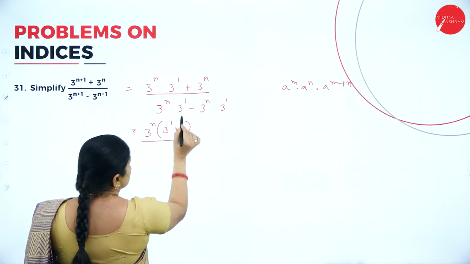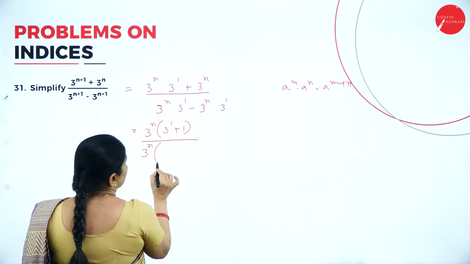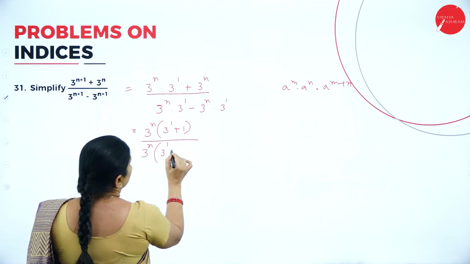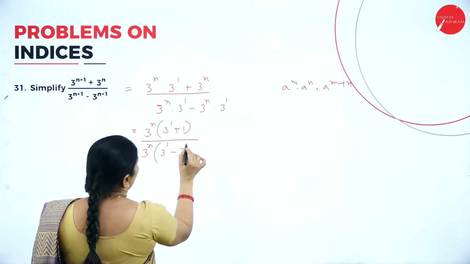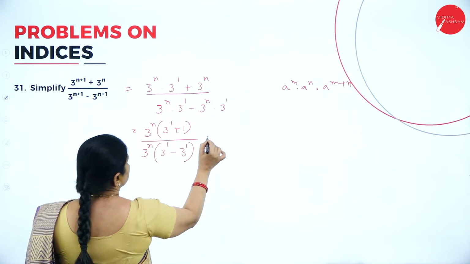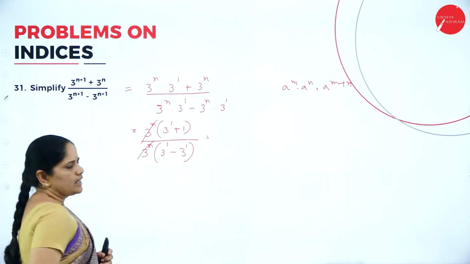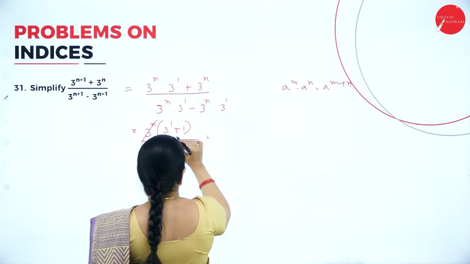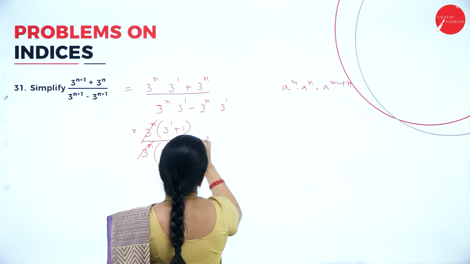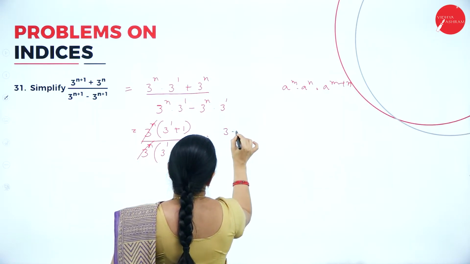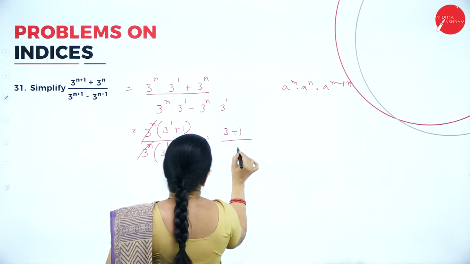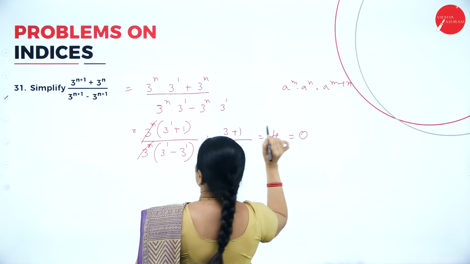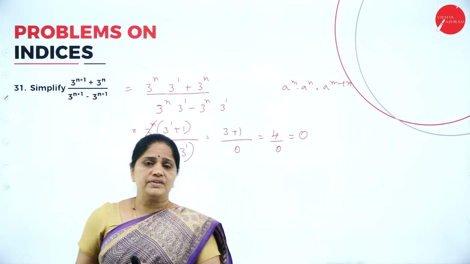So, whole over here also 3 to the power of n is common. So here it is 3 to the power 1 minus 3 to the power 1. So what will be the answer? I will just cut this both 3 to the power of n, 3 to the power of n is I'll cut here. So this bracket I will simplify. 3 to the power of 1 is 3 plus 1. So this will be 0. So 4 divided by 0 equals 0. So this is the answer we are getting.